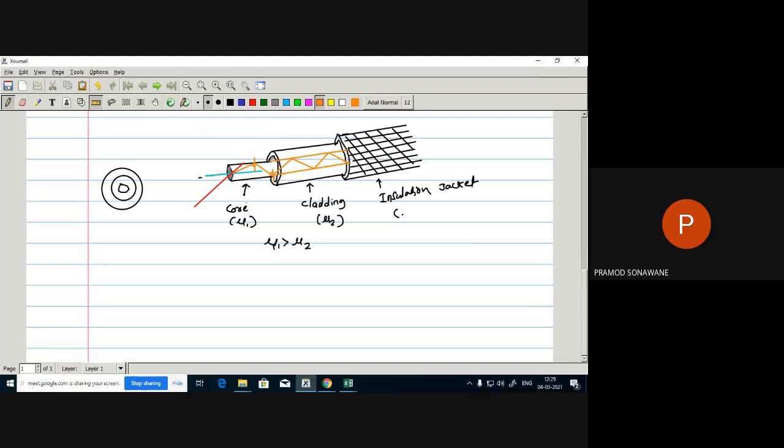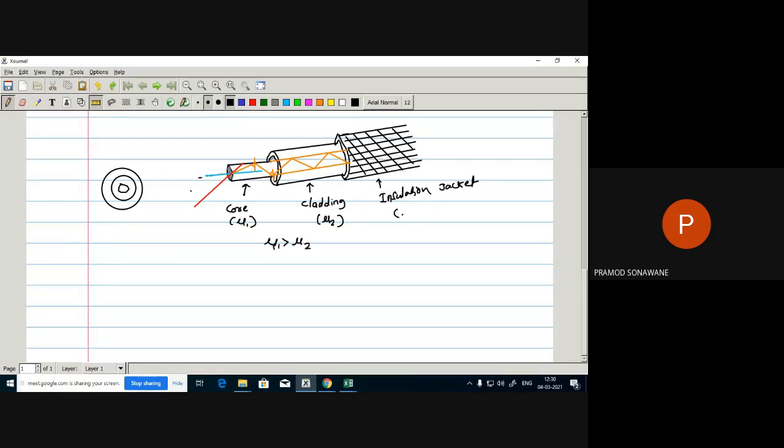An optical fiber consists of a large number of fibers. Suppose there is one cable like this, how many fibers can be sent through one cable? Thousands, because the size is approximately like your hair. So the size of this optical fiber is around one hair, which is very small. So thousands of fibers can be fitted in one cable.